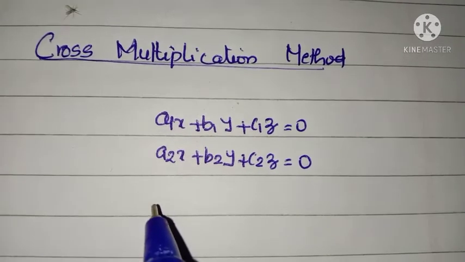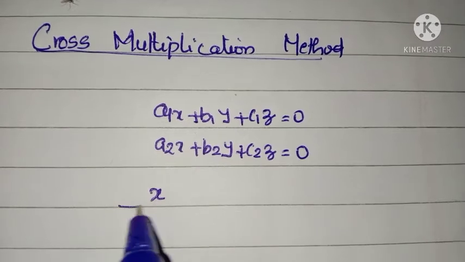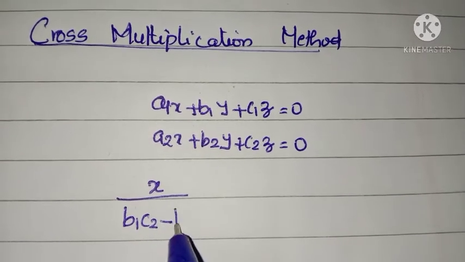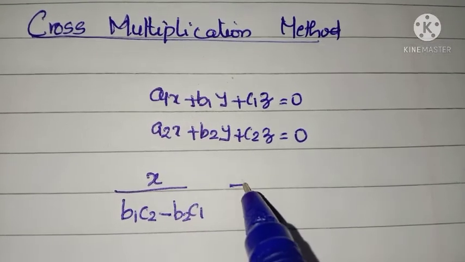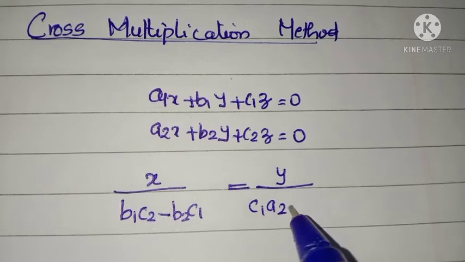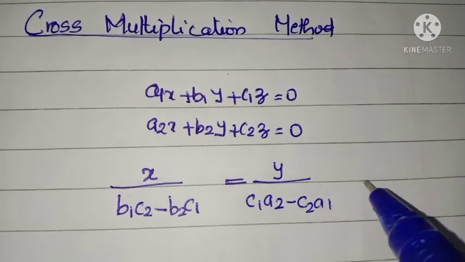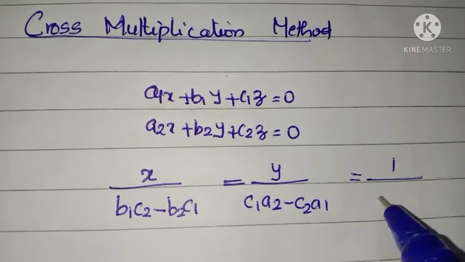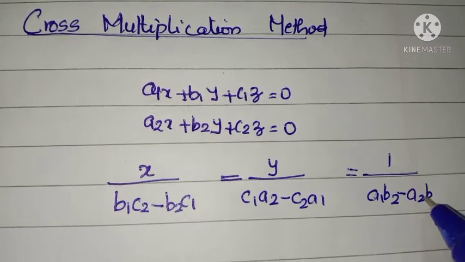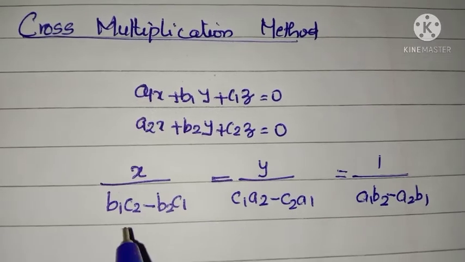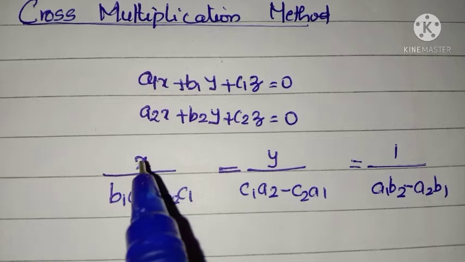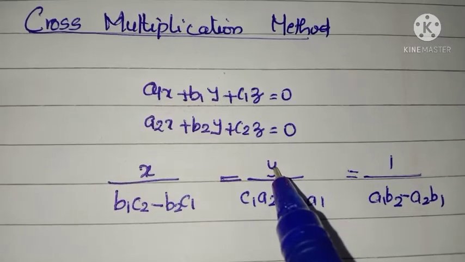Listen, this is very important. x by b1c2 minus b2c1 equal to y by c1a2 minus c2a1 equal to 1 by a1b2 minus a2b1. So, using this result, we can easily find the solution x and y.